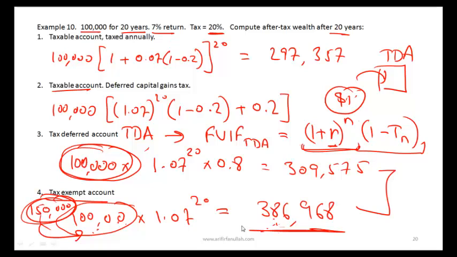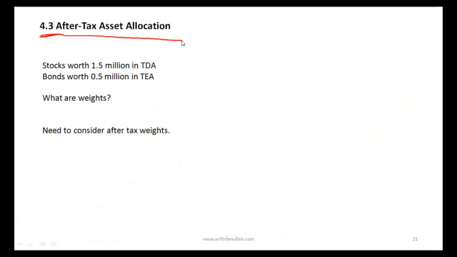Very important point. Section 4.3, after-tax asset allocation. There are no examples here. I think there is just a basic point that needs to be understood from this whole subsection. Let us say your client has stocks worth 1.5 million in a tax deferred account and bonds worth 0.5 million in a tax exempt account. I just created this acronym, TEA. It is not used very often. Whenever I have seen this written in the curriculum, it always says tax exempt, but TDA is used quite often.